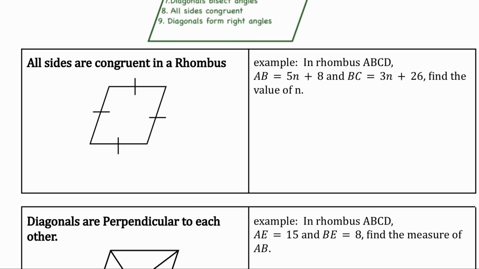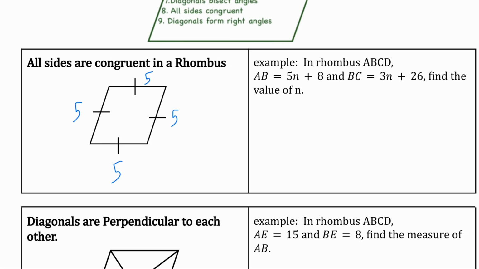So for instance, a rhombus has all sides congruent. It's a parallelogram that has every side that's the same length. What that really means for us is if the side length is 5, they're all 5. They're all going to be equal to each other. Not just the opposites, all of them are equal to each other.